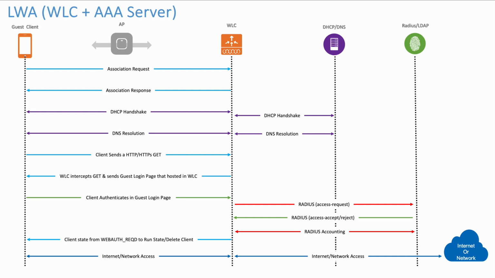Then the client will be allowed to pass the traffic. Basically, the web auth required state will change to run state. And if the authentication fails, the status will be deleting the client, so you will be kicked out of the network if your authentication is not passed. Once successful authentication is completed, the client will be able to pass the traffic. So this is the scenario with an external Radius server coming into the picture, meaning the user credentials or the user database is not situated on the WLC.